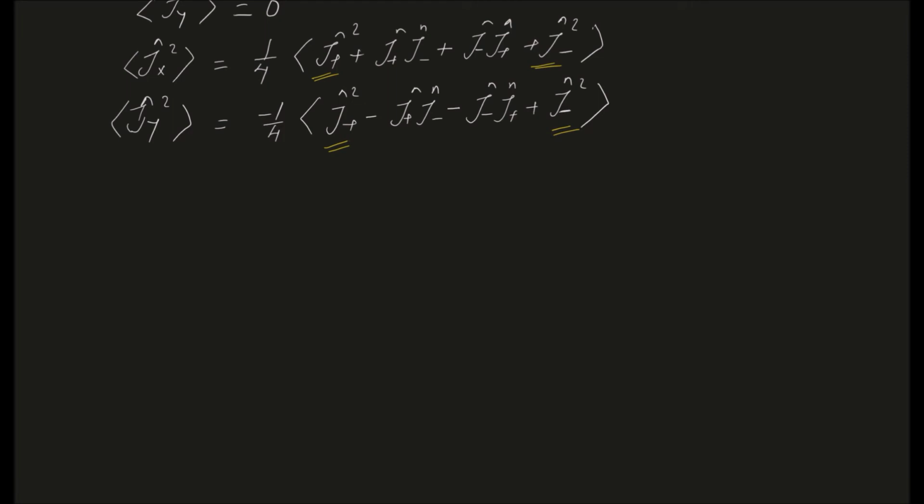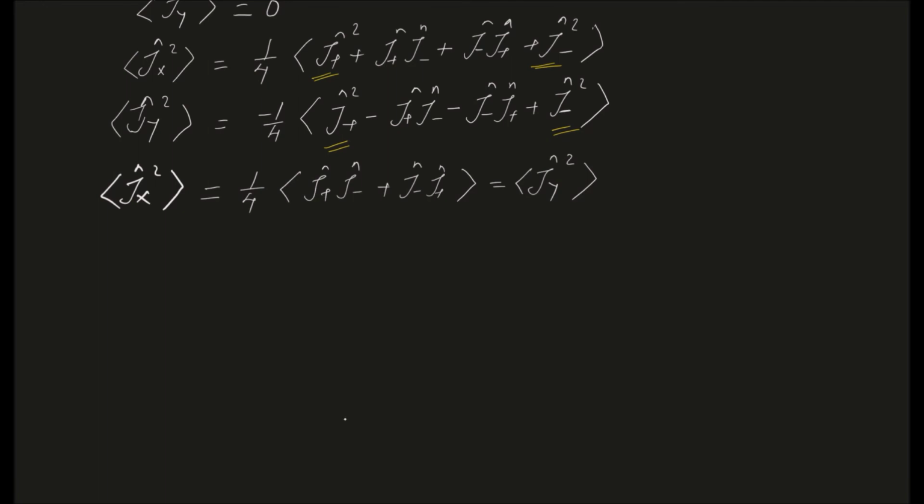So we can write the expectation of jx² is equal to 1 by 4th of the expectation of j plus j minus plus j minus j plus. This is the same for the expectation of jy². So the expectation values of jx² and jy² are the same.